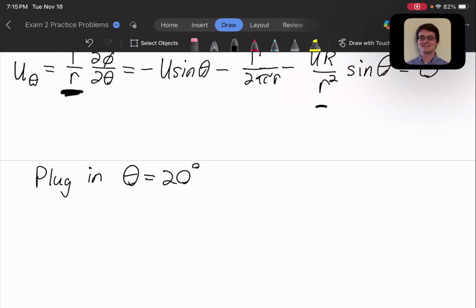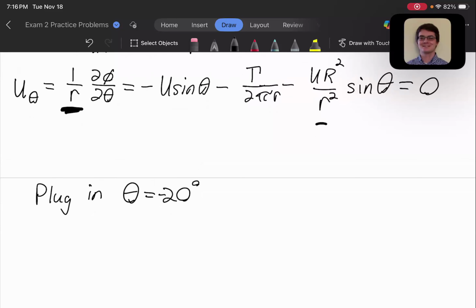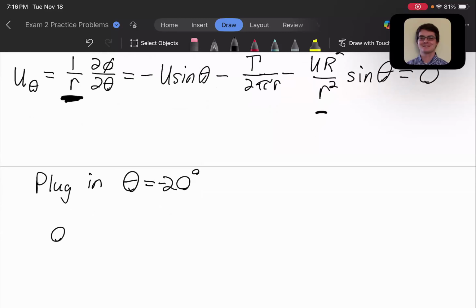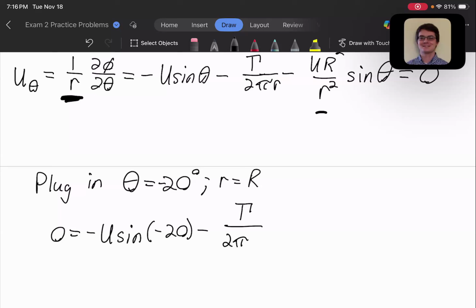So if we plug in negative 20 degrees, because we're going below the horizontal, what we're going to have is 0 equals negative u sine negative 20 minus gamma over 2 pi. What's the other thing we can plug in? R equals R. R squared for R squared.